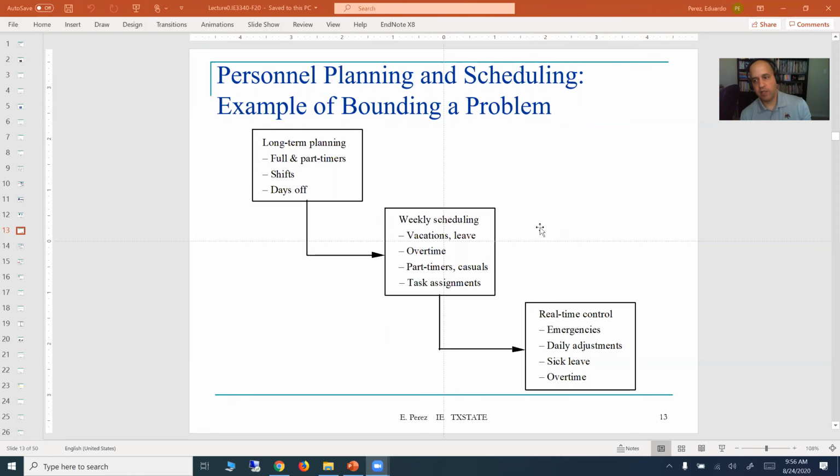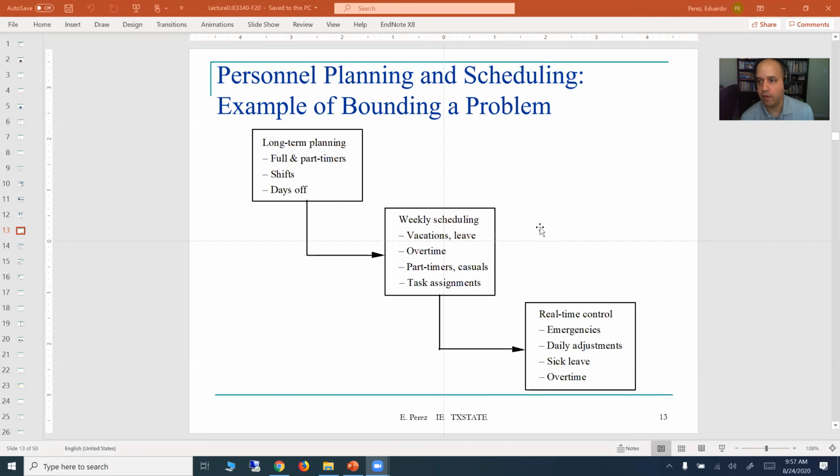And then going a level down, we went to long term, like we look at the year, now we look at the week, now we are looking at real time. So this is a daily operation. So we look at how many emergencies are we expecting? What are the types of adjustments that we need to make? What are the sick leave expectations?